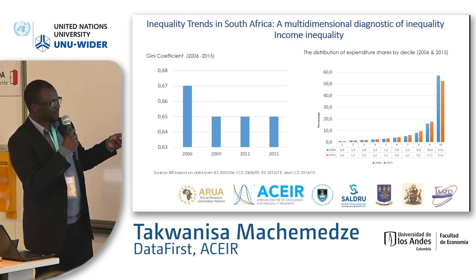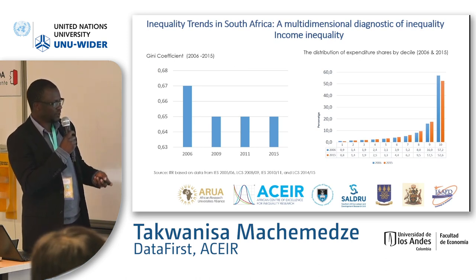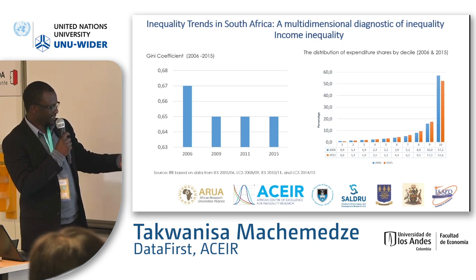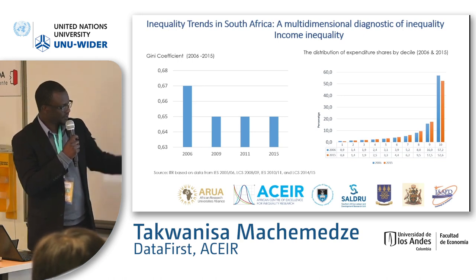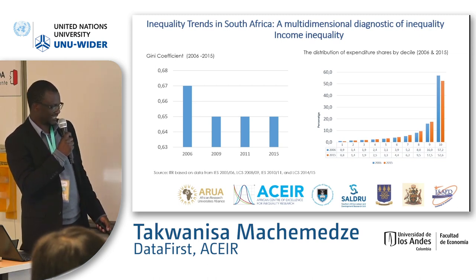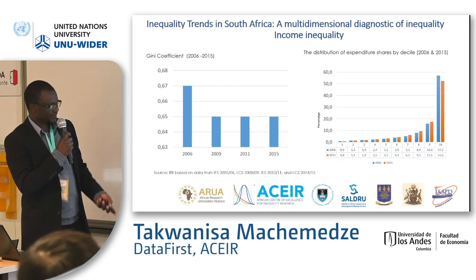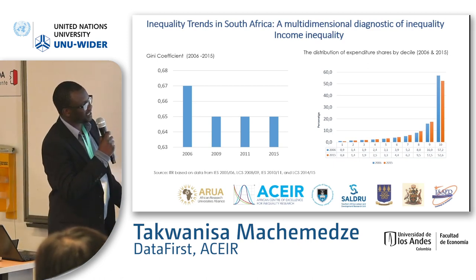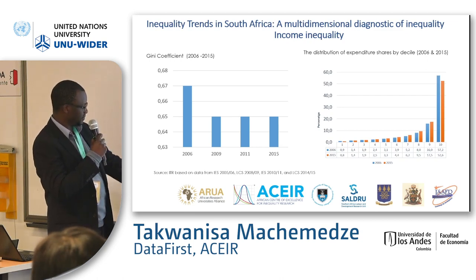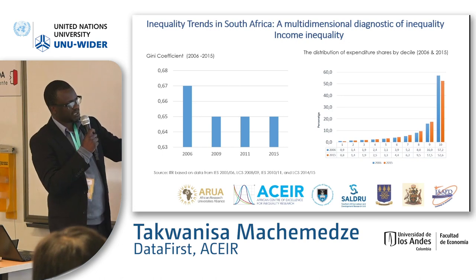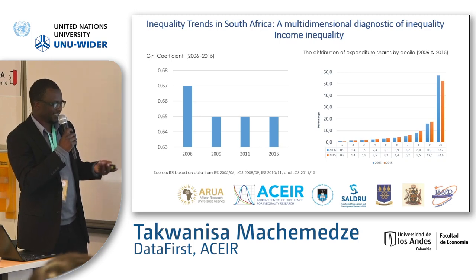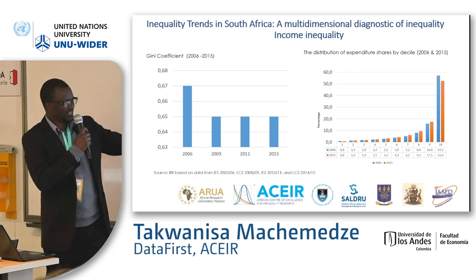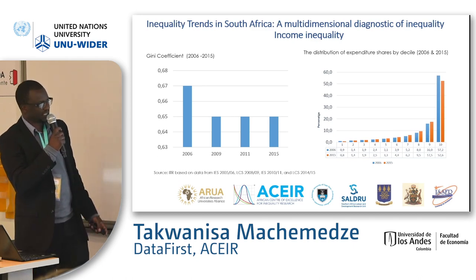Then these are some results from existing work that we're doing within AISA, showing income inequality from 2006 to 2015. We observe a sudden drop in inequality from 2006 to 2009, and then it becomes stable. But when we compare the expenditure share deciles for the same years, 2006 and 2015, we see they follow the same distribution. So in this particular case, it is difficult to tell what is causing this sudden drop in inequality when you compare with other measures.